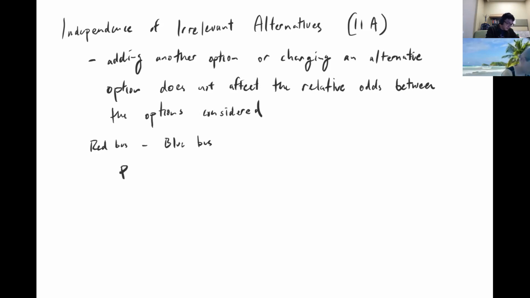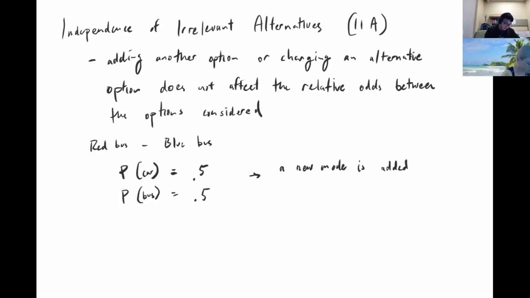So let's say that you commute to work every day and you have a 50% chance of commuting with your car, and you have a 50% chance of commuting with a bus. So let's now suppose a new mode is added. Let's actually say the color of the original bus is red. And the new mode that's added is a blue bus.